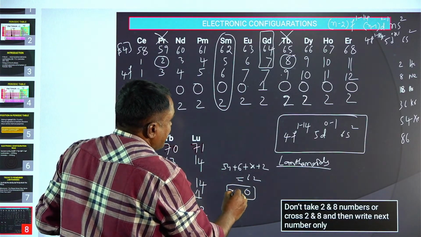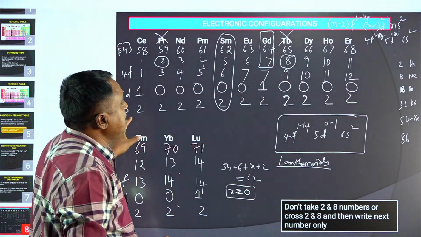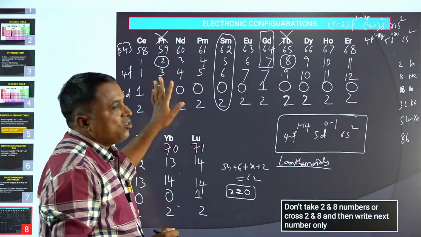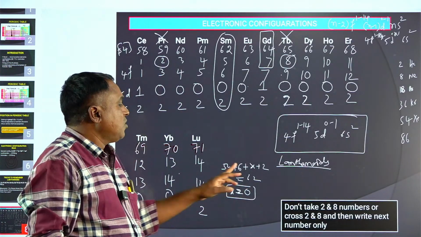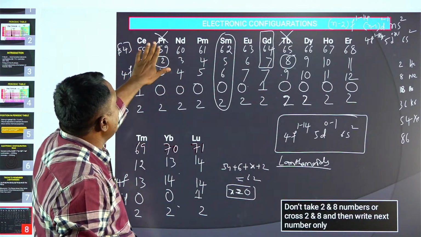Therefore, in this way, we can write the electron configurations in the easiest way. Just remember, don't take the 2 and 8 numbers, or cross the 2 and 8 numbers.